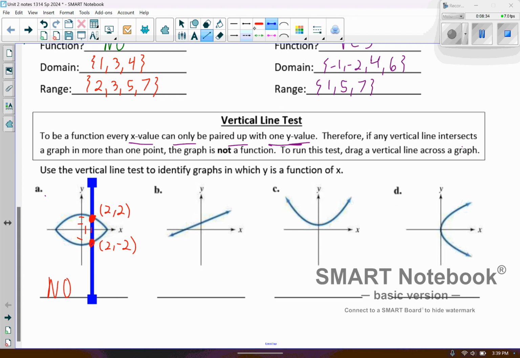All right, let's look at the next one. We'll take my vertical line here and drag across. It looks like I'm just touching at one point the whole time. So that's going to check out. That one's going to be okay. So that one would qualify as a function. Is it a function? Yes. Then let's see this next one. I'm touching at one point. It looks like example C is okay. So that one's going to be a function. Yes.